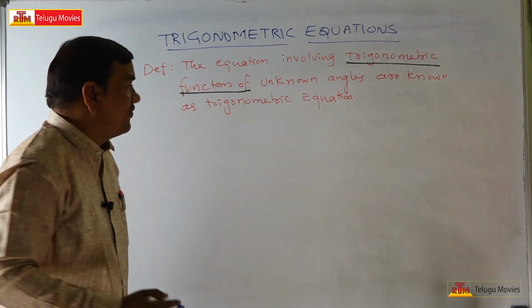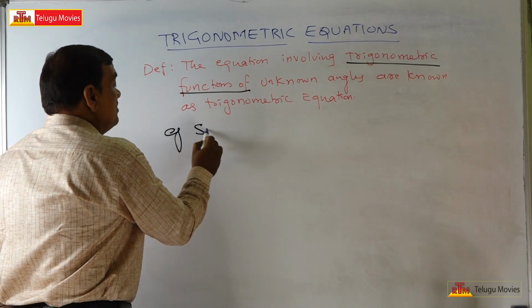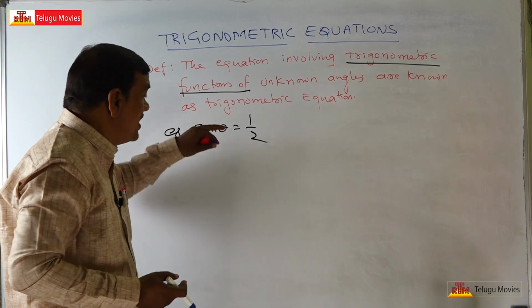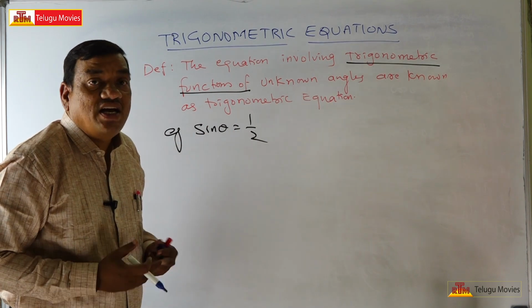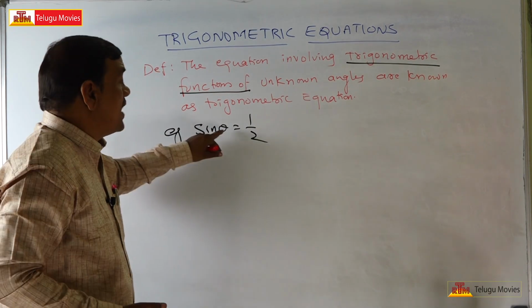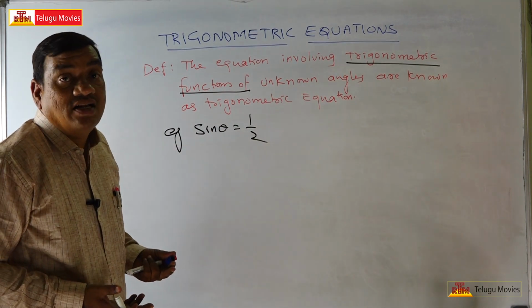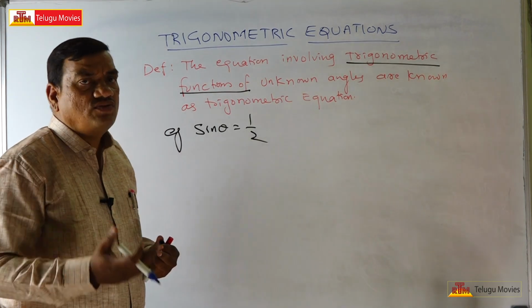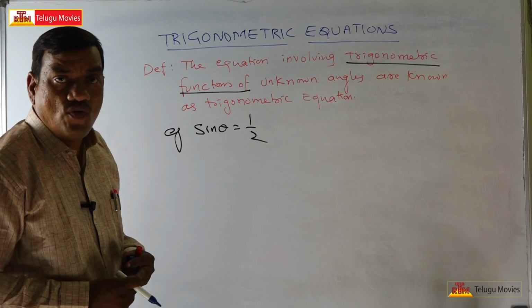For example, sin theta is equal to 1 by 2 is a trigonometric equation. Here theta is the variable. In sin theta is equal to 1 by 2, the angle is unknown. We don't know what angle will satisfy sin theta is equal to 1 by 2. That is what we are going to find out.